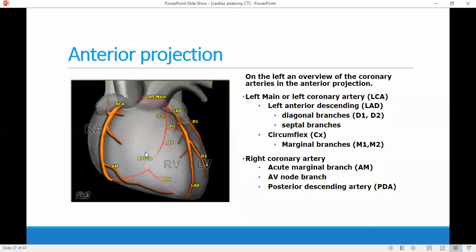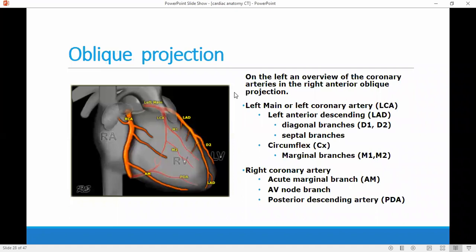Right coronary artery, acute marginal branch, AV nodal branch, posterior descending artery in right dominance, if the right coronary is the dominant one.